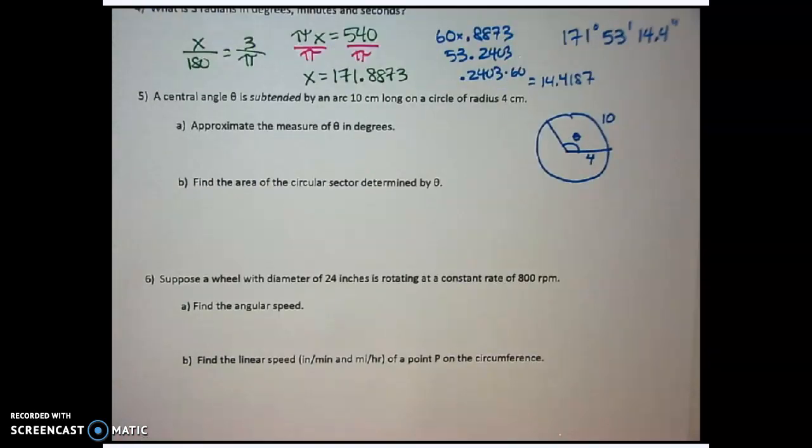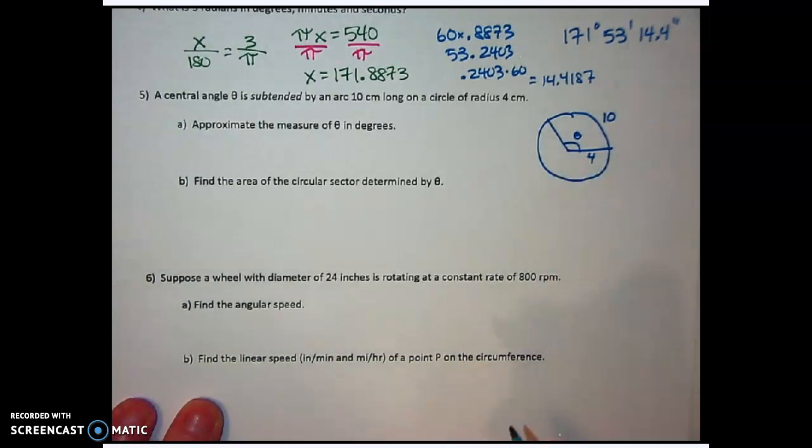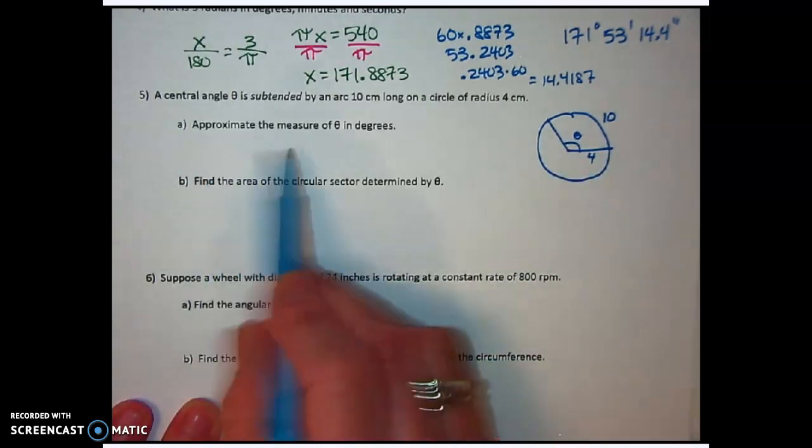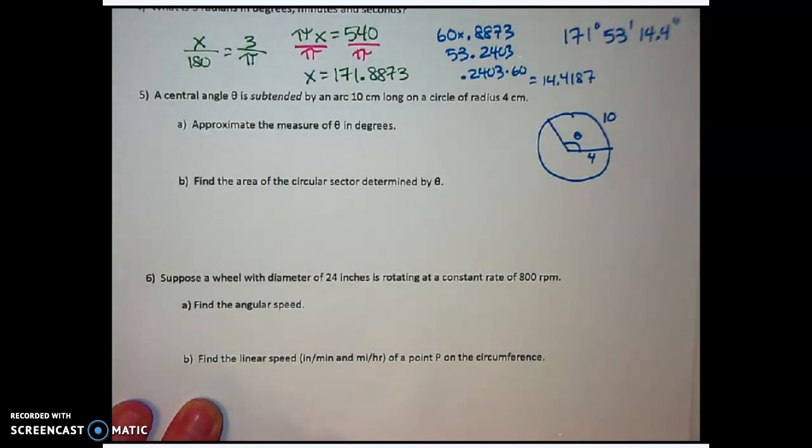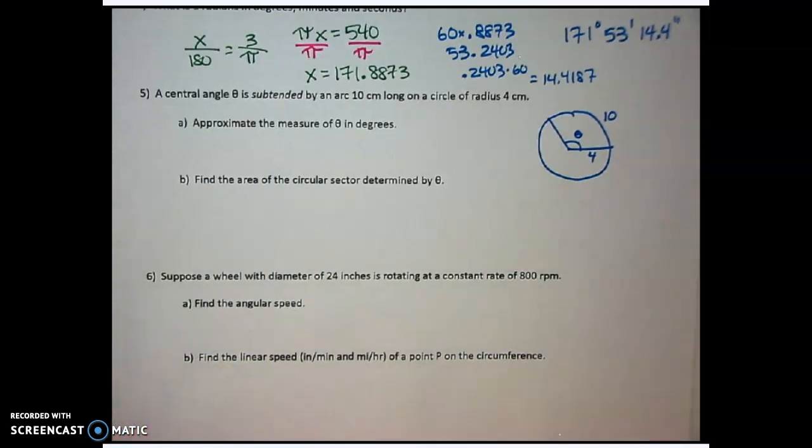So number 5, a central angle is subtended. That simply means that it's created by an arc 10 centimeters long on a circle of radius 4 centimeters. I've drawn a picture of what we have. It's asking us to approximate the measure of theta and then the area of that circular sector. So we're using those two formulas. Please pause the video and do those two problems.